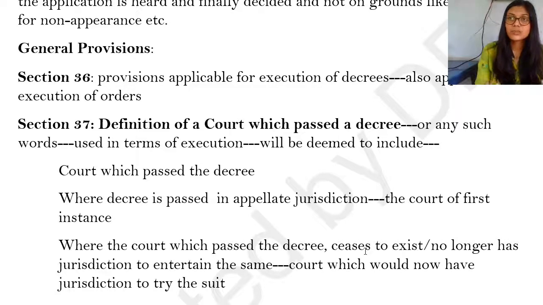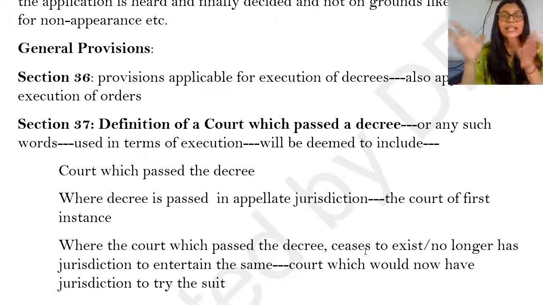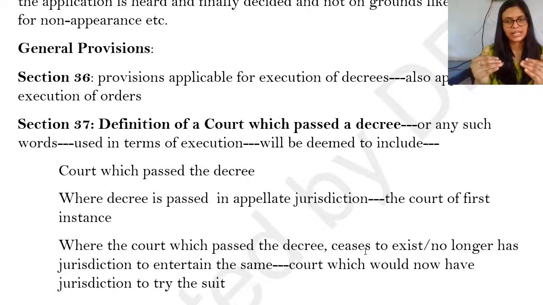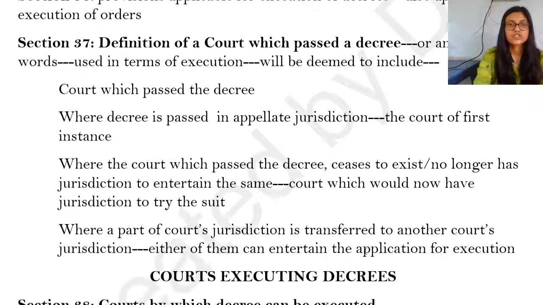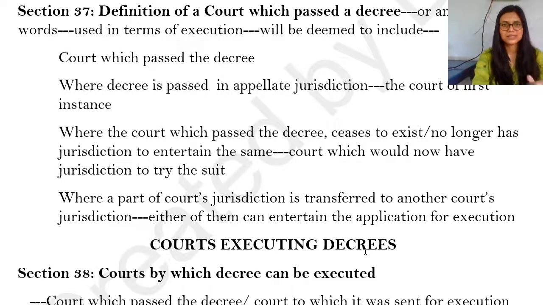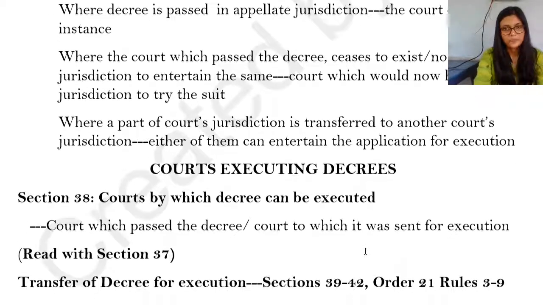Now, there's another situation: when there's a change of boundaries, etc., and the jurisdiction is transferred to another court's jurisdiction, then either of the two courts can entertain that application for execution. So this is section 37, which defines which is a court which passed a decree. The one which had passed the decree, if it was passed in an appeal, then the court of first instance. If the jurisdiction has ceased or no longer exists, then the court which now has a jurisdiction. If a part of a jurisdiction is transferred to any other court, then either of the two.